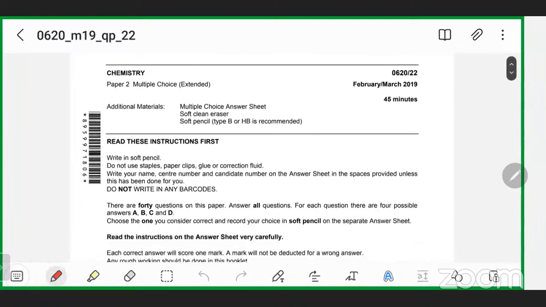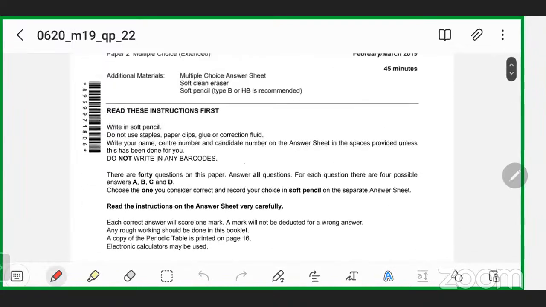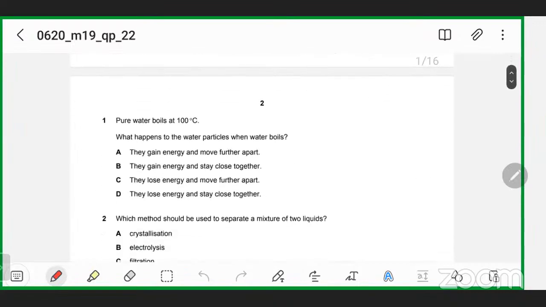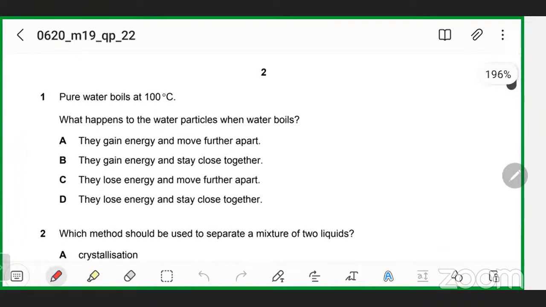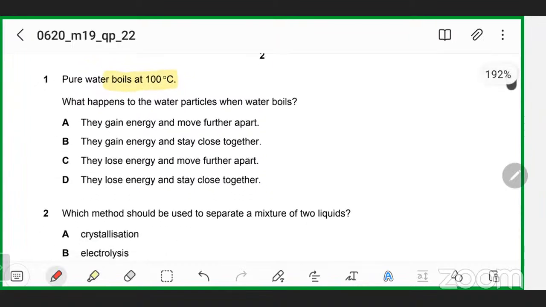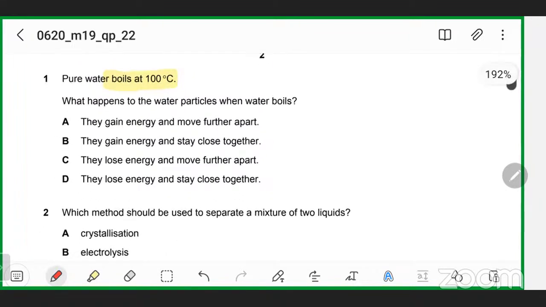ये वाला पेपर, this is paper कौन सा है? February March 2019, ठीक है, कहीं किया हुआ ना। So starting with the first question. The first question states that pure water boils at 100 degrees centigrade. What happens to the water particles when the water boils? क्या होगा? What's going to happen to them?